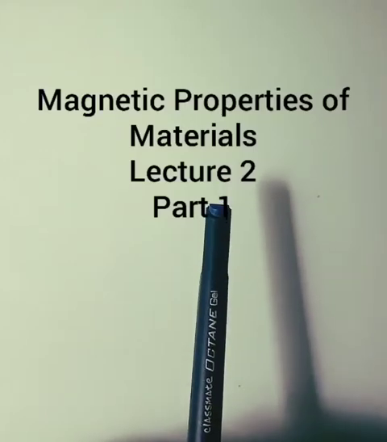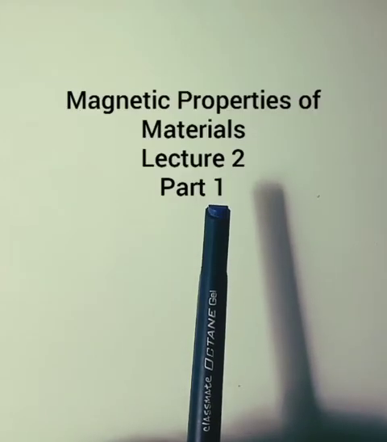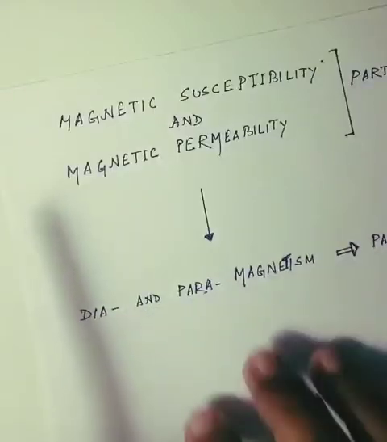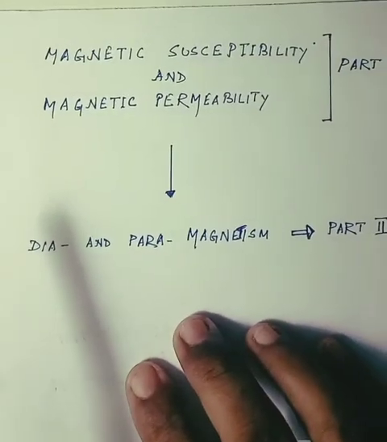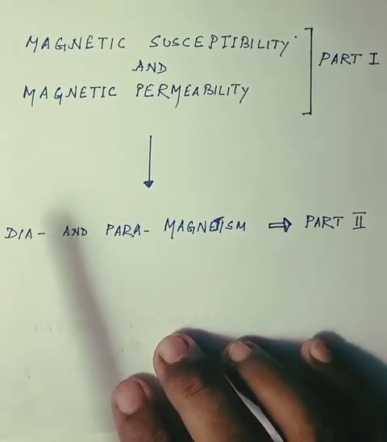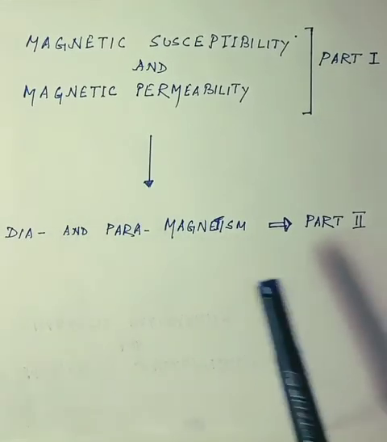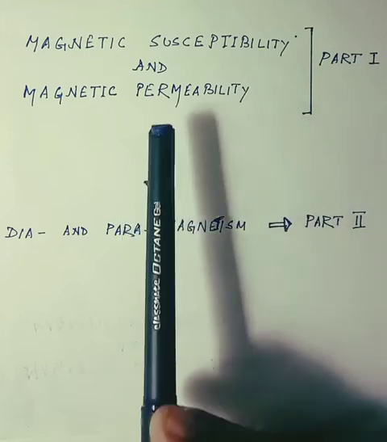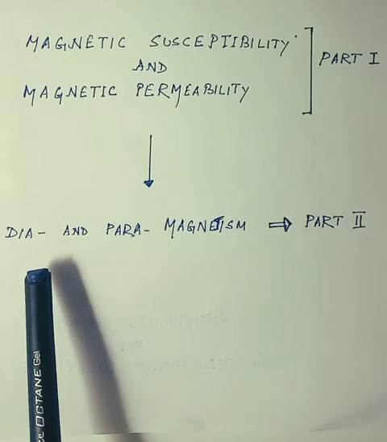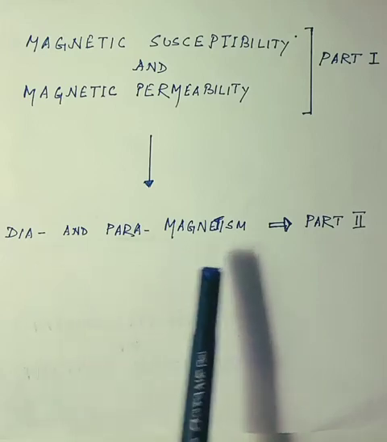So this is the second lecture on magnetic properties of materials. So this lecture will be divided into two parts. In the first part, we'll be discussing magnetic susceptibility and magnetic permeability, and in the second part, we'll be discussing dia and paramagnetism.